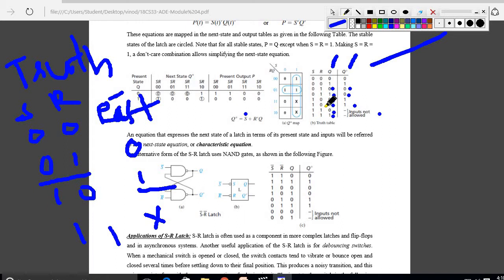In the same way you have to find the S bar R bar latch. The alternative form of the SR latch uses NAND gates. So I am not using a NOR gate here, I am using a NAND gate. See here, same thing, but here the output should be reversed. When both are 1 1, the past value is 0, so it should be 0 only. It is the reverse case of S and R. S bar R bar is 1 1 means whatever the past value, it is my present value.